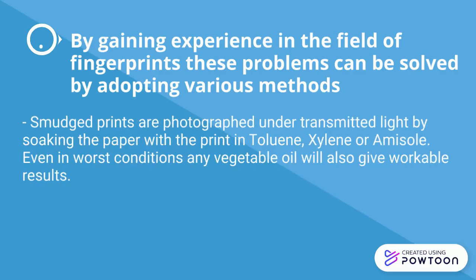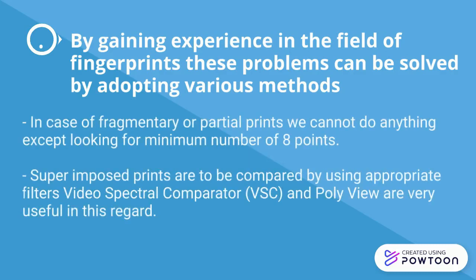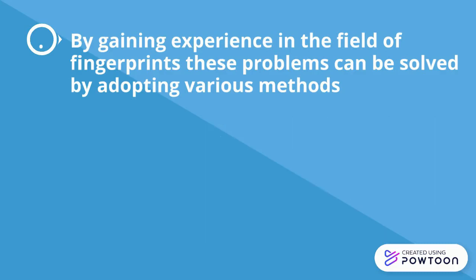Smudged prints are photographed under transmitted light by soaking the paper with the print in toluene, xylene or anisole. Even in worst condition, any vegetable oil will also give workable results. In case of fragmentary or partial prints, we cannot do anything except looking for minimum numbers of 8 points. Superimposed prints are to be compared by using appropriate filters. Video spectral comparator VSC and Polyview are very useful in this regard.